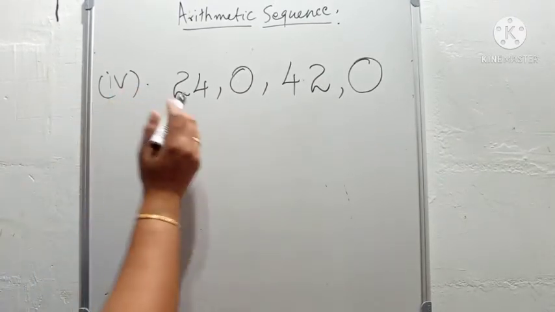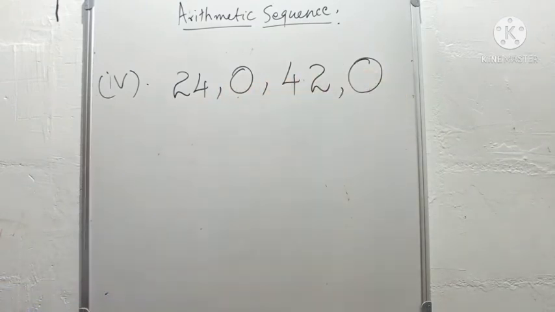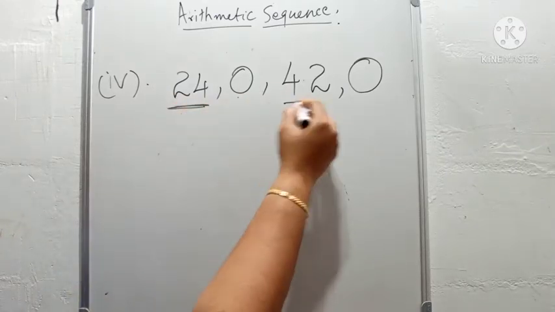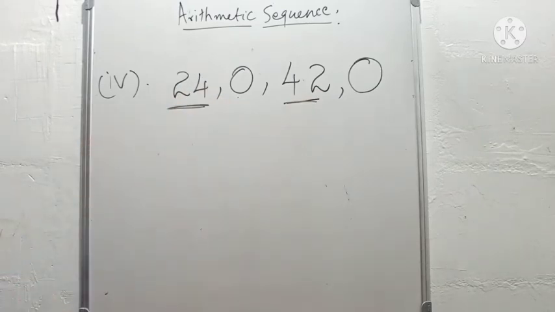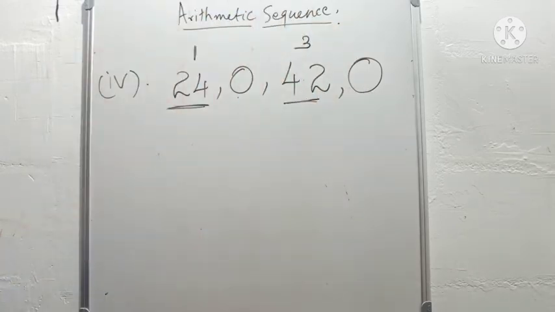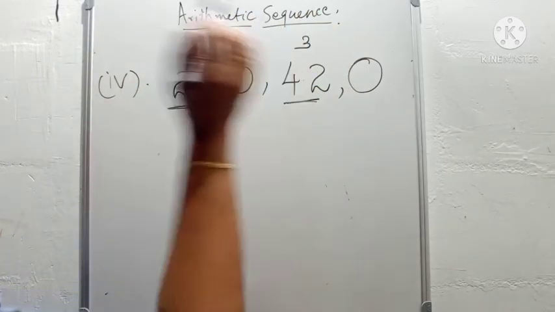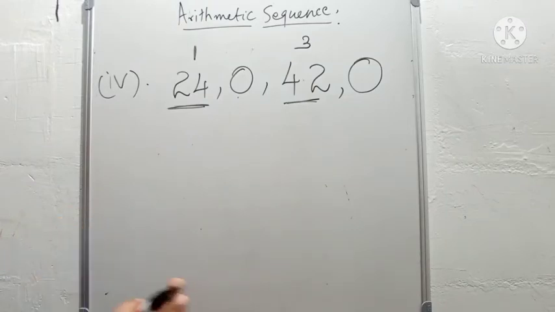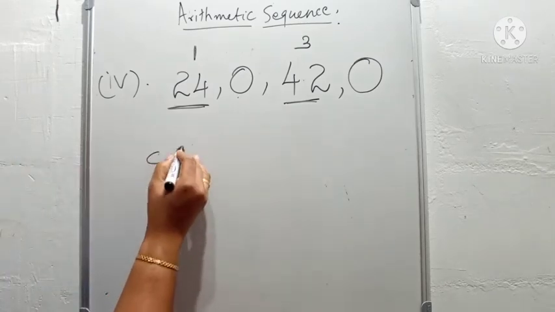Next question. 24 circle, 42 circle. Here some difference is there, right? What is the difference? Here we have the first term and the third term, not the second term. So the common difference is some other number. This is the first term and this is the third term. And we know that term difference by position difference gives the common difference. So what is CD?